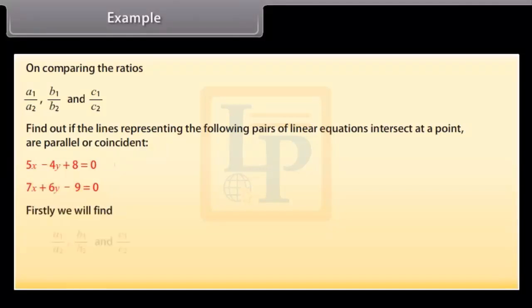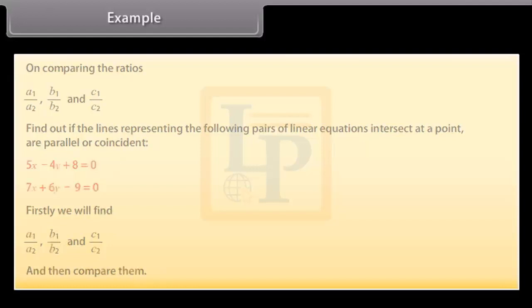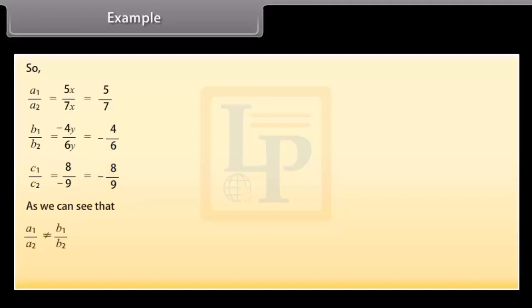Firstly, we will find a1 upon a2, b1 upon b2 and c1 upon c2 and then compare them. So, a1 upon a2 is equal to 5x upon 7x, which equals 5 upon 7. b1 upon b2 is equal to minus 4y upon 6y, which equals minus 4 upon 6. c1 upon c2 is equal to 8 upon minus 9, which equals minus 8 upon 9. As we can see that a1 upon a2 is not equal to b1 upon b2, so the lines will be intersecting.